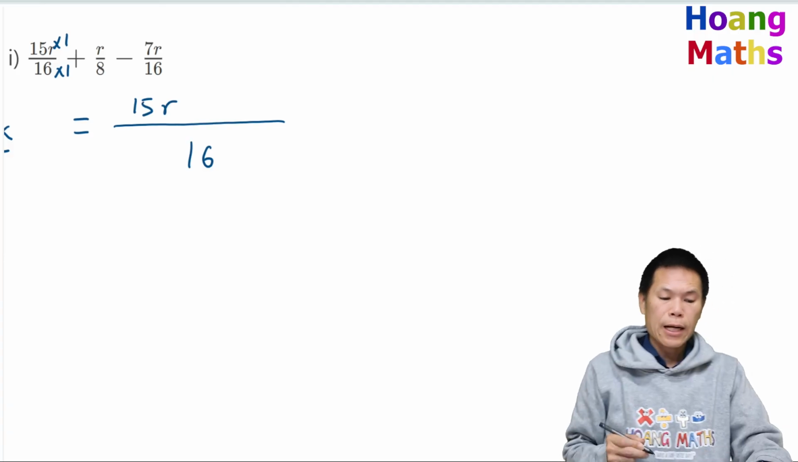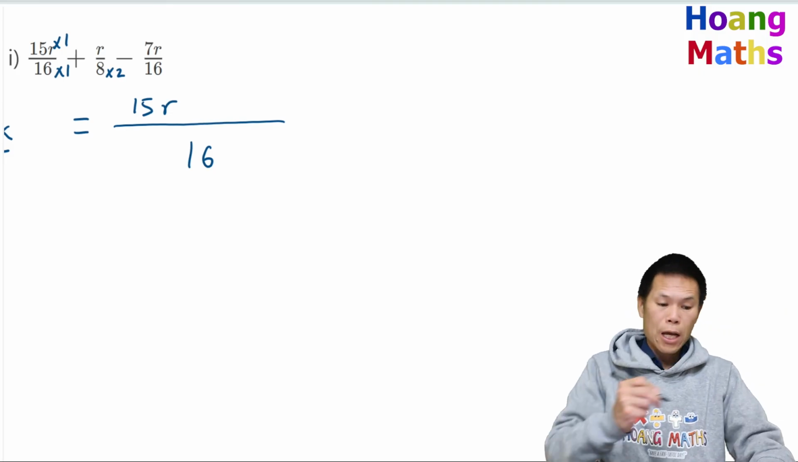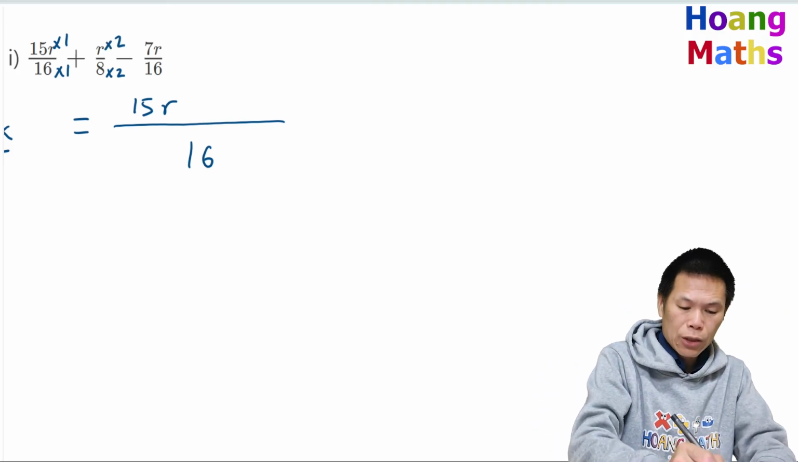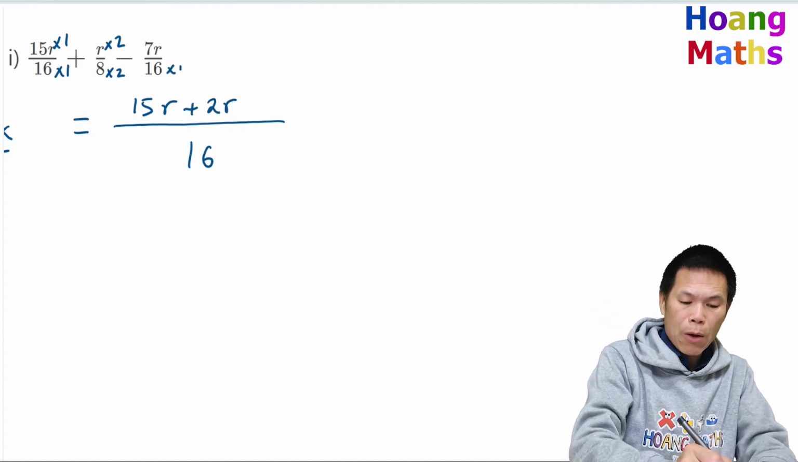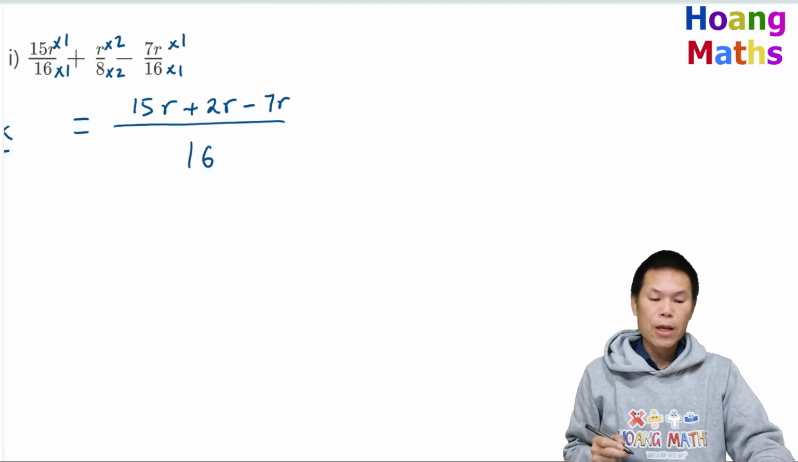So that means 15r. Now from 8 to 16, I times this by 2, right? So this must times by 2. So 2 times r is 2r. So we add 2r. 16 to 16, I times by 1. So this times by 1. So we minus 1 times 7 is 7, so 7r. There you go.